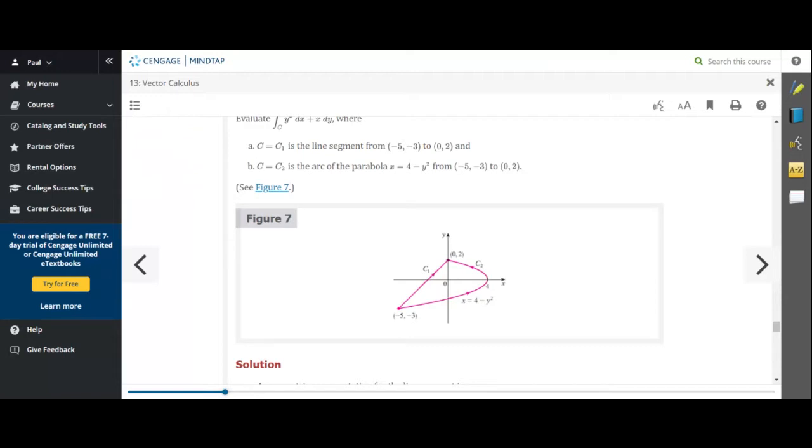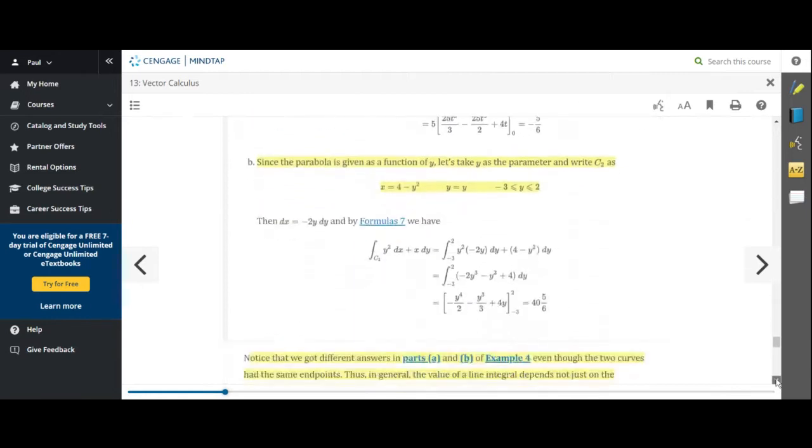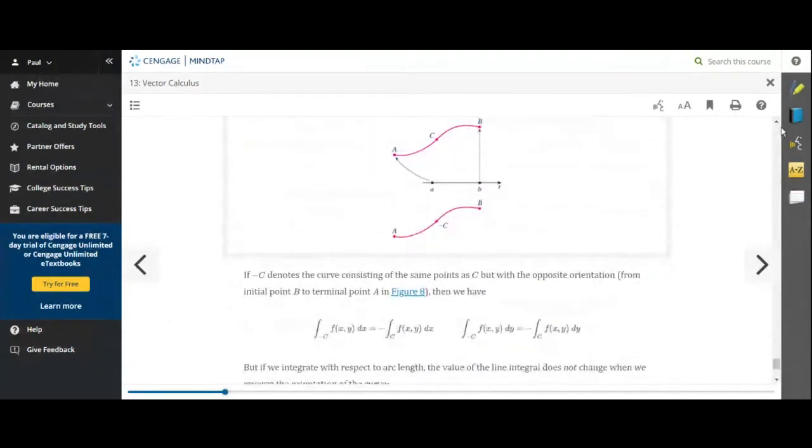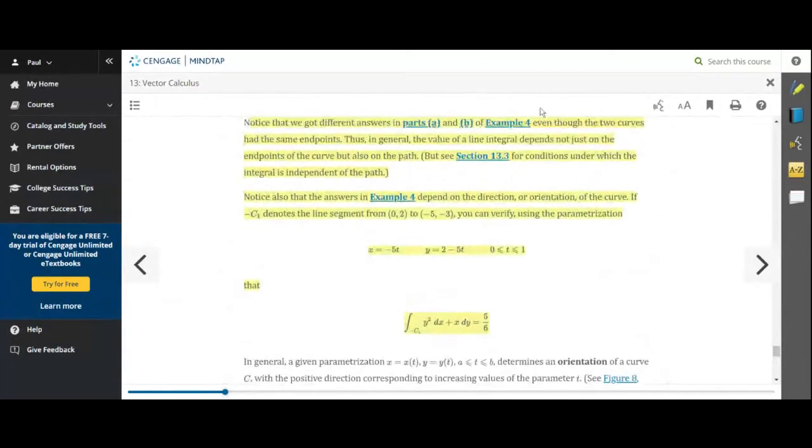Similarly, you're doing the same thing for the path C2. That curve, you're also going from -5, -3 to 0, 2. Look at the arrows, the way that the arrows indicate movement. Which way are you moving on the path? Okay, so that's fine. But they make a note here that the values of the line integral depend on the orientation or direction of the curve.